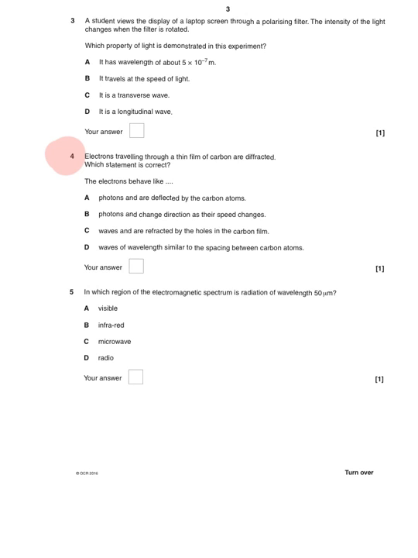It says electrons traveling through a thin film of carbon are diffracted. Which statement is correct? The fact that the question says that they are diffracted is a very important part, and we know that this is proof of wave-particle duality of electrons. Then it asks for the correct statement, not incorrect. Okay, that's very important. So the electrons behave like photons and are deflected. Now, deflected means it doesn't even touch it, it deflects from a positive or negative charge, so that's not true.